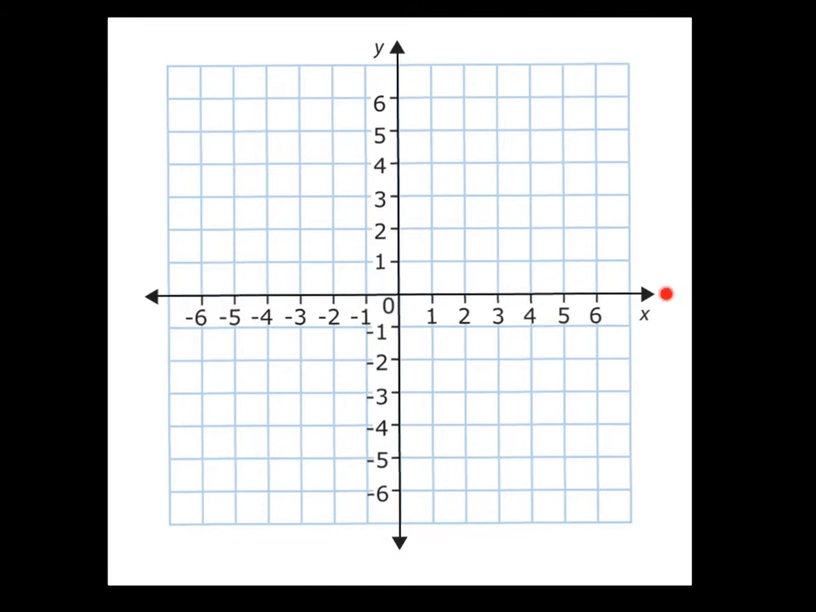This is essentially two number lines. You have an x-axis and you have a y-axis. The right side of the x-axis is positive. The left side of the x-axis is negative. The top part of the y-axis is positive, the bottom part is negative.